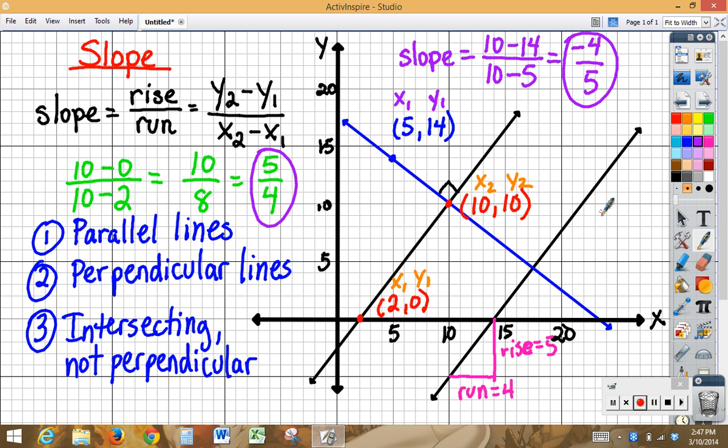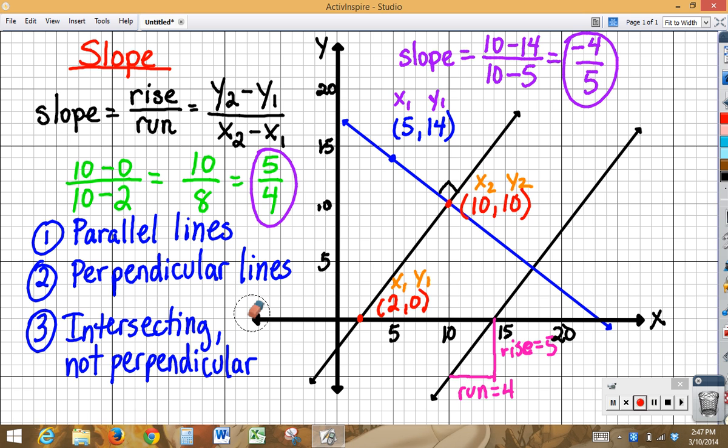So these are the three situations that you need to be aware of in coordinate geometry. Parallel lines have the same slope. Perpendicular lines have slopes that are negative reciprocals of each other. And then if they're intersecting but not perpendicular, then you can't really say anything about that. So hopefully this told you what you need to know about slope in our coordinate geometry unit.